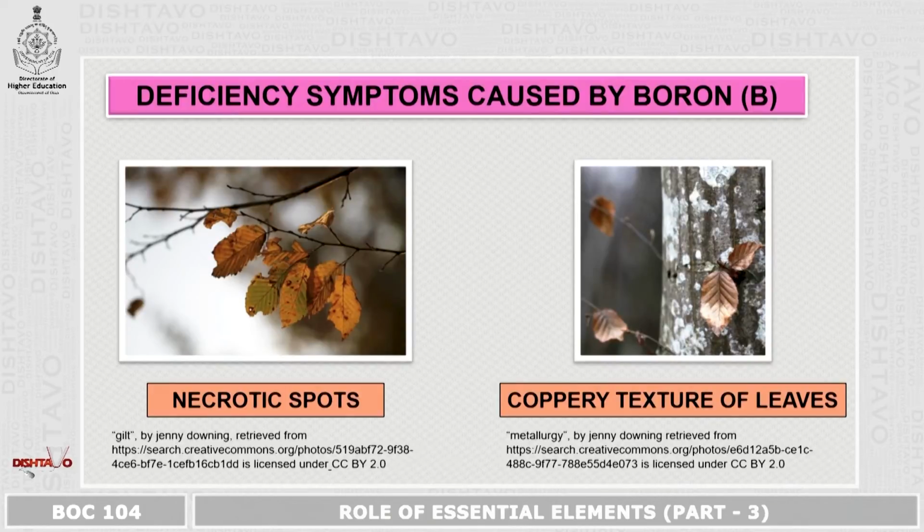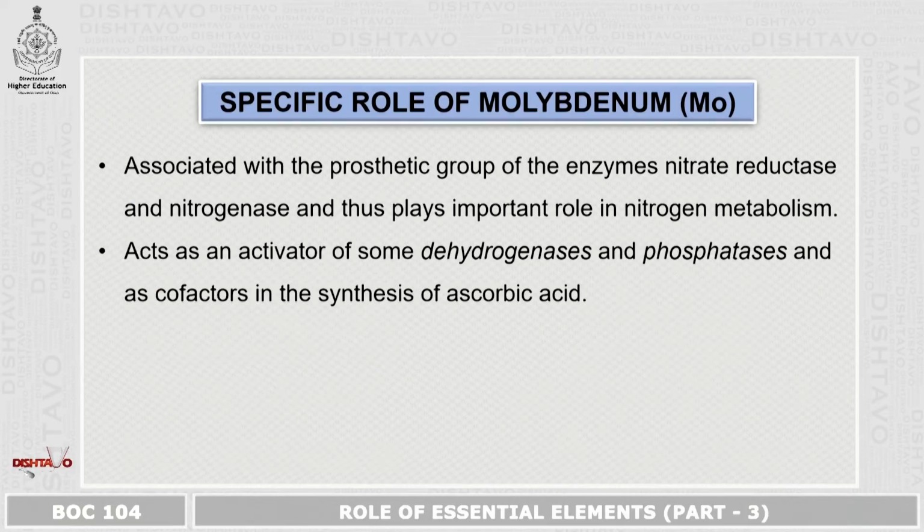Next, in this image we can see the necrotic spots which appear on the leaves. So the brownish spots you can see on the leaves in the first image. Then in the second image we can see the coppery texture of the leaves. So if the leaves are deficient in boron, they will appear coppery. This image shows the deficiency symptoms caused by boron.